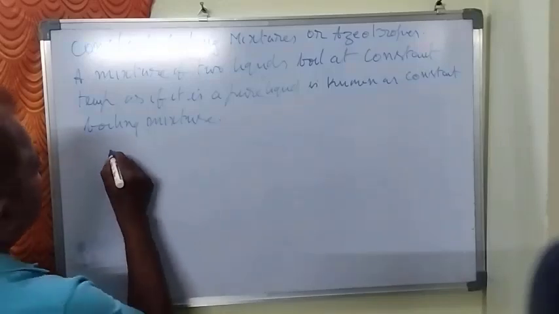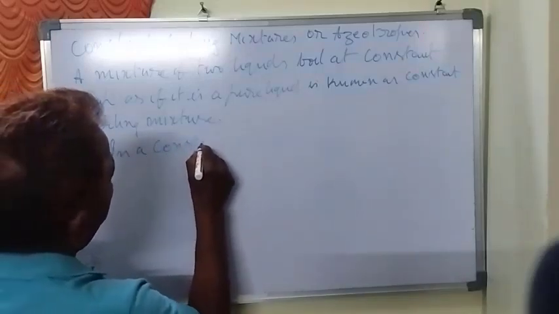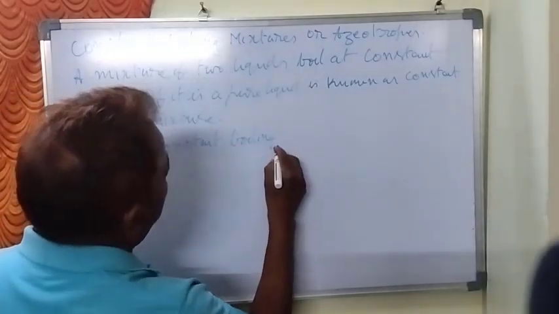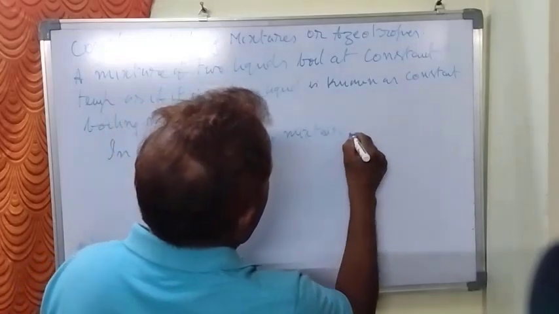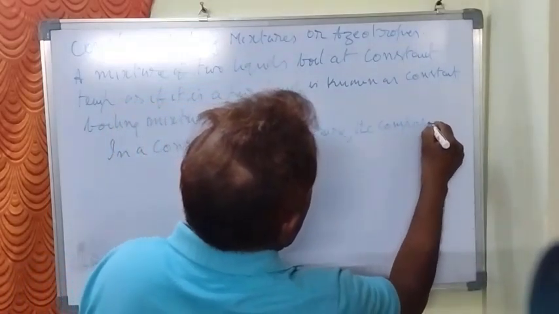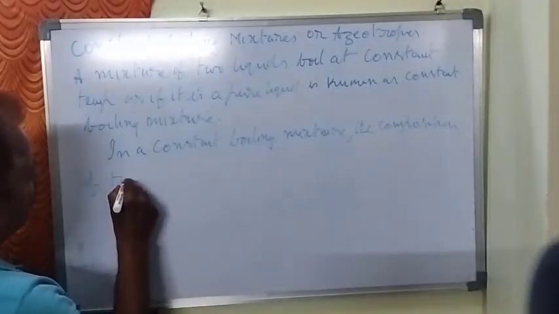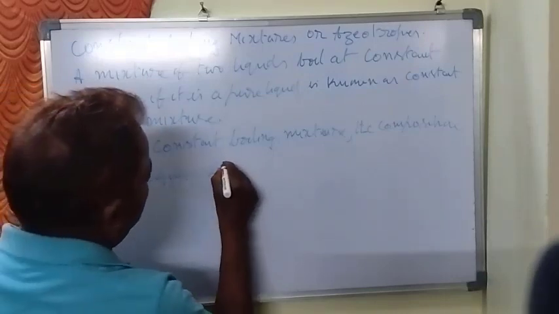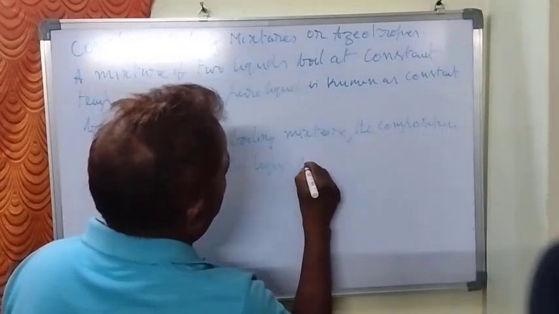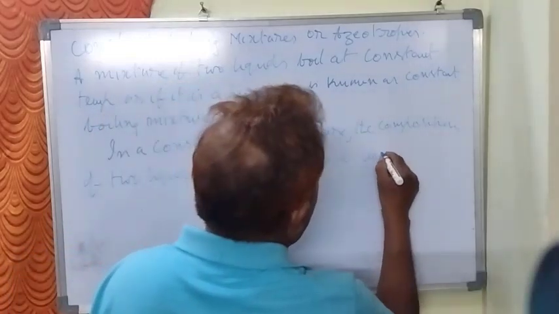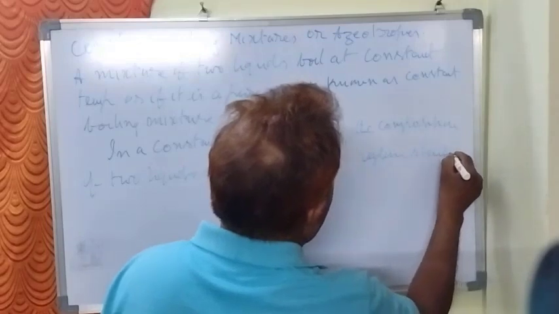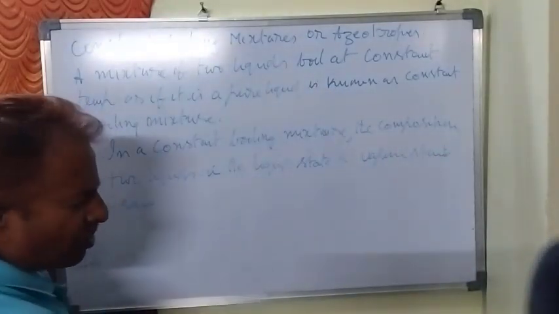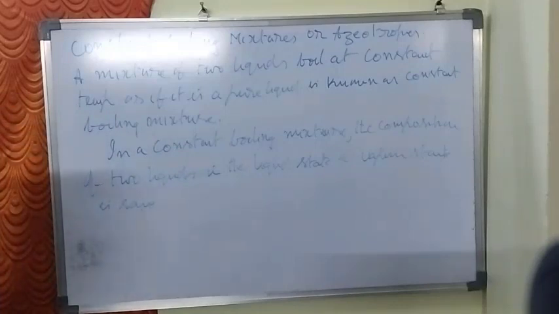In a constant boiling mixture, the composition of the two liquids in the liquid state and vapor state is the same. That means the composition of both the liquids in liquid state as well as vapor state is the same. That is a constant boiling mixture, also called azeotropes. Again, azeotropes are of two types: minimum boiling azeotrope and maximum boiling azeotrope.